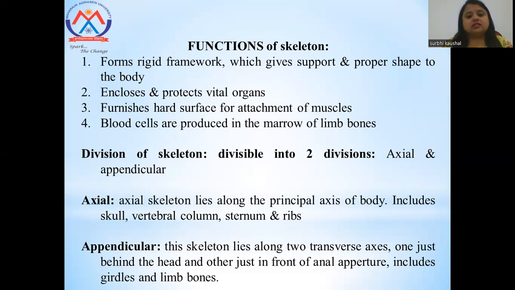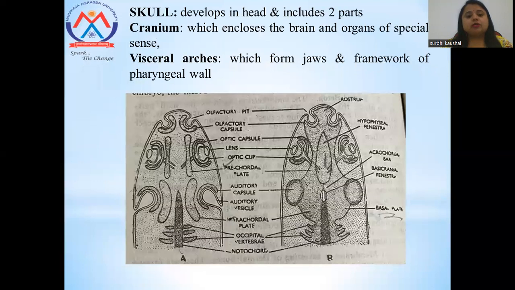Now, this skeleton is divisible into two divisions, the axial as well as the appendicular. The axial one lies along the principal axis of the body. It includes skull, vertebral column, sternum, and ribs. Next is the appendicular. This skeleton lies along the two transverse axes, one just behind the head and the other just in front of the anal aperture. It includes girdles, that is the pelvic and pectoral girdles, and limb bones, which include hind limbs as well as the forelimbs.